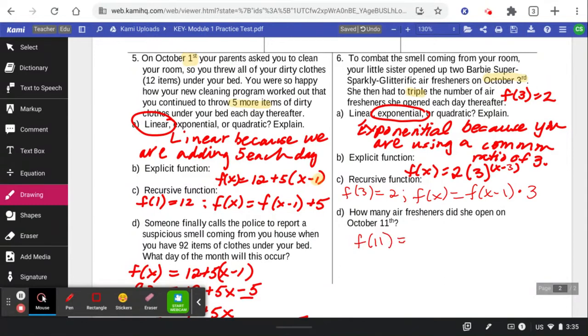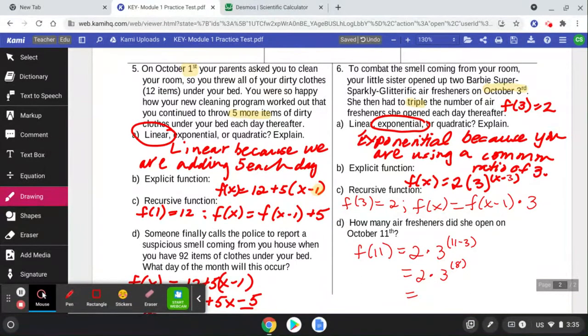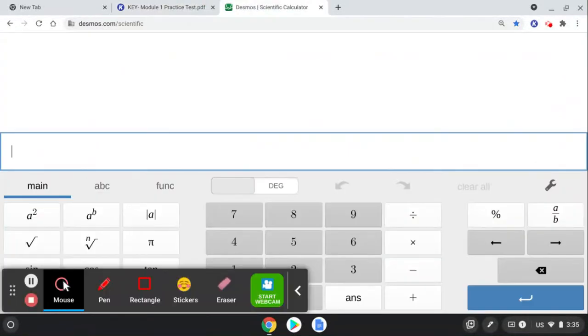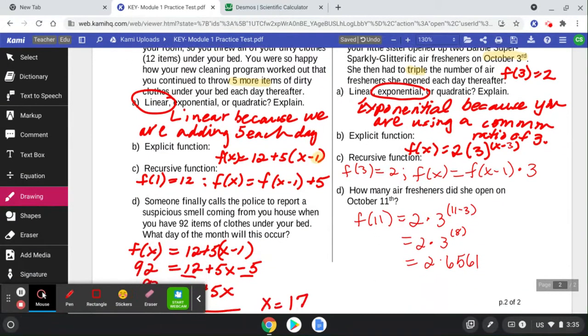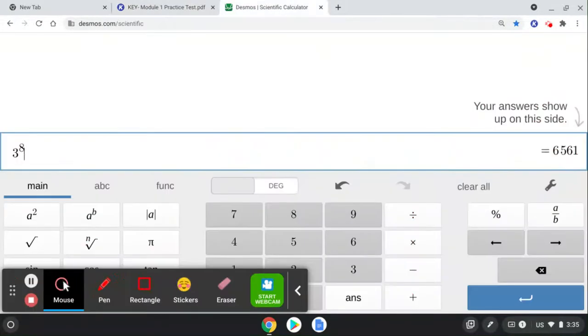Then when they said how many air fresheners did she open on October 11th, they're asking you for f of 11. So we plug 11 into the explicit, so it becomes 2 times 3 to the power of 11 minus 3, or 2 times 3 to the power of 8. So we're going to go grab our Desmos calculator and put in 2 times 3 to the power of 8. So 3 to the power of 8, that's a huge number. That's already 6561. So if you thought you were getting too big of a number, you probably weren't.